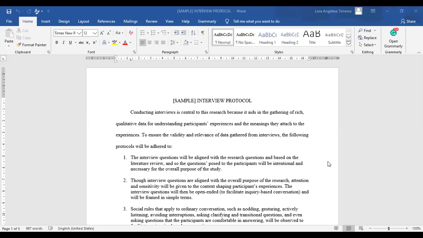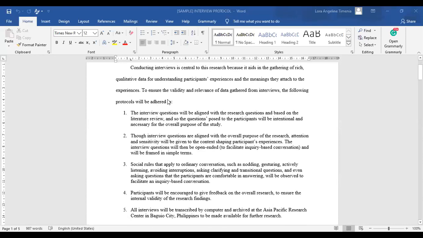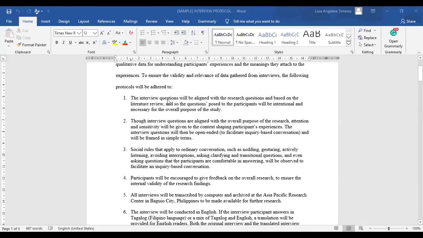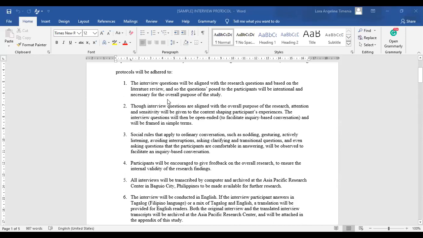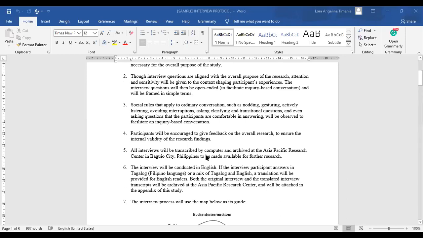It's 5 pages. The first part here are guidelines for you. For example, I will follow these 1, 2, 3, 4, 5, 6 steps. 1, the interview questions will be aligned with the research questions and based on the literature review. And so the questions posed to the participants will be intentional and necessary for the overall purpose of the study. 2, though interview questions are aligned with the overall purpose of the research, attention and sensitivity will be given to the context shaping participants' experiences, and so on, okay? All the way to number 7.